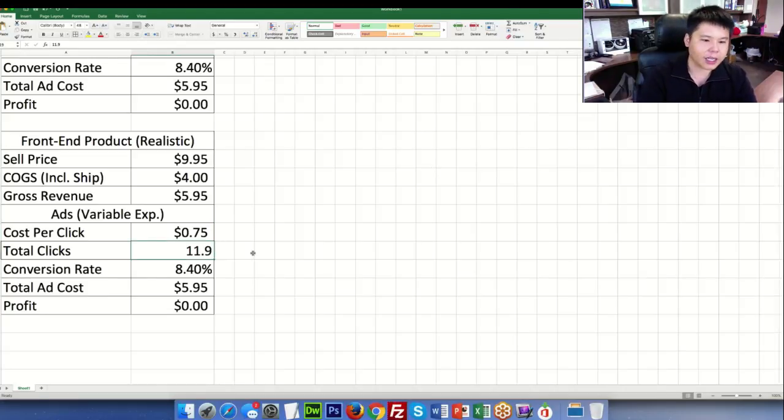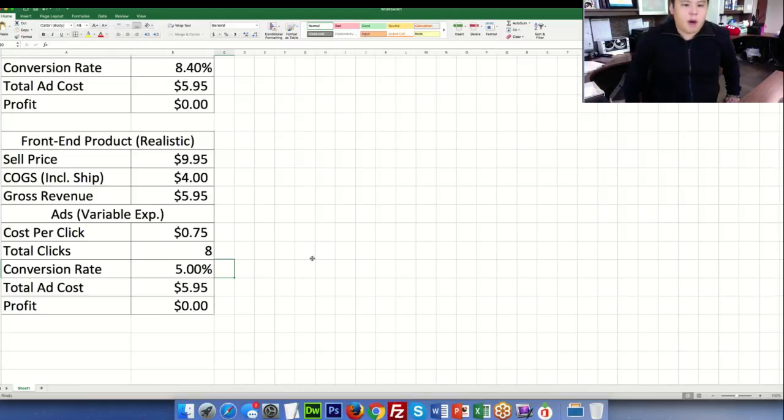So the reality with this is that you are able to afford only around 8 clicks, okay? I just did the math: I took $5.95 divided by 75 cents, so it's around 8 clicks. So I'm just going to put 8 over here. And when it comes to conversion rate, the average conversion rate for e-commerce on Facebook is actually around 5%. It is right around a 5% conversion rate.